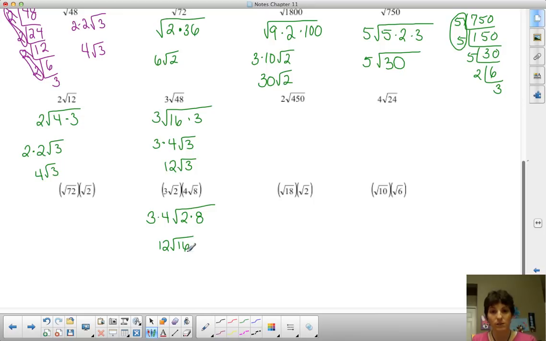And can I take the square root of 16? Yes. So the square root of 16 is 4. So this really says 12 times 4. And 12 times 4 is 48. All right. I think I'm going to have to put the next part in another separate video.